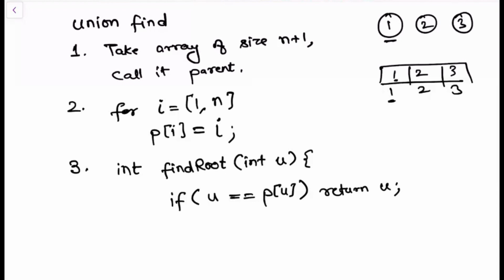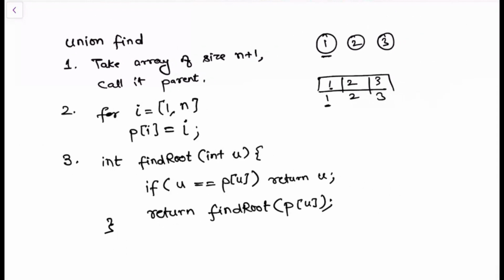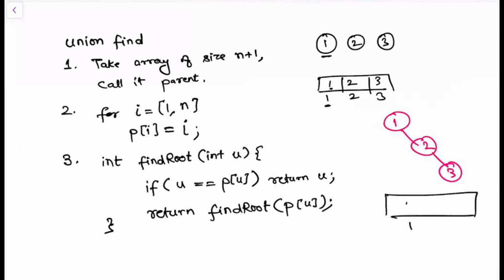Yes, otherwise we make a recursive call, we say return, we make a recursive call, find root of parent of, recursion will take care of the rest of the things. To understand this scenario, if you see 1, 2 and 3, imagine this was the case, the parent array would have been: 1 is 1's parent, 2 has 1 as parent, 3 has 2 as parent. Now if you want to find the root of 3, you are asking who is 3's parent, it is 2.